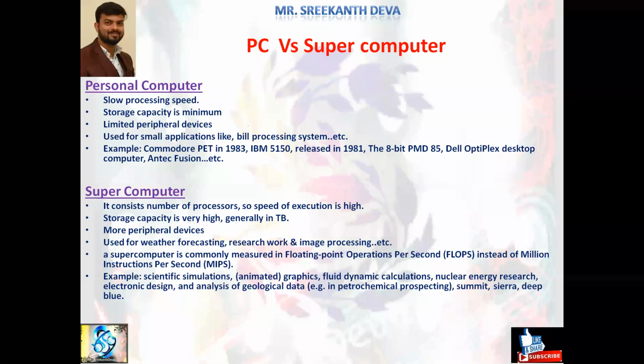You can easily remember that supercomputers are larger in size, their speed of execution is high, they store a large volume of data, they are connected with multiple computers, and they consist of more peripheral devices. Generally these supercomputers are used for weather forecasting, research work, image processing, like that. They are measured in flops, floating point operations per second. The best examples are Summit, Sierra, and Deep Blue, which are supercomputers.